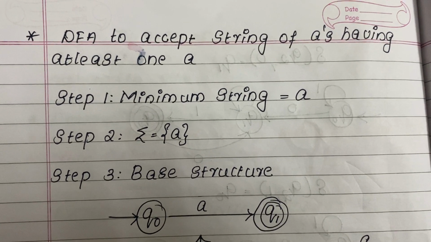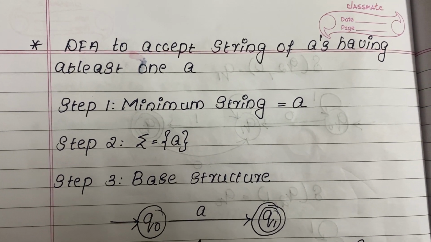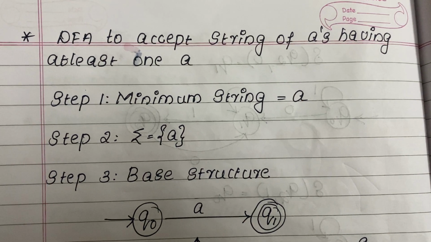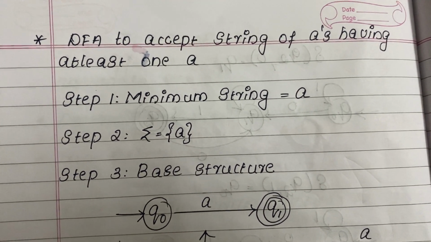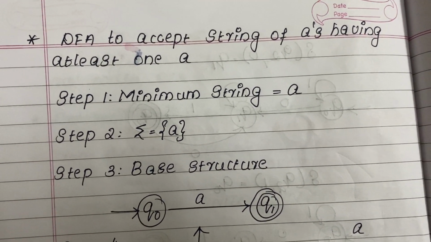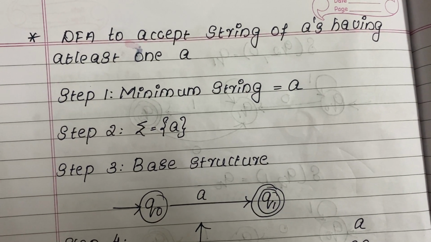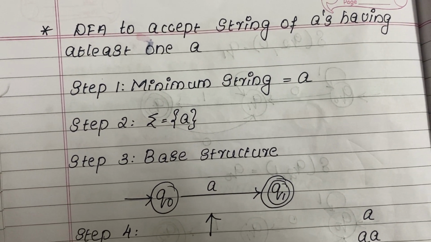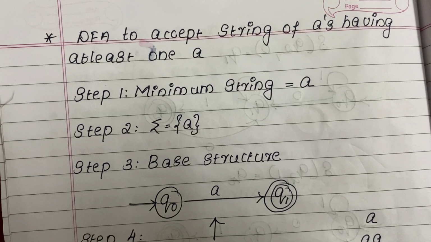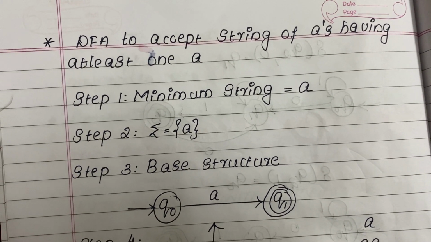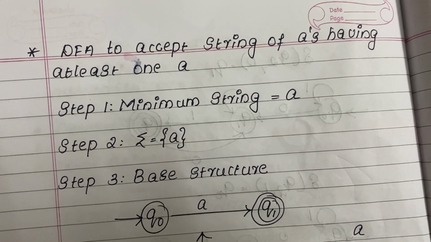Hello everyone. Today we are going to discuss the DFA with examples. Last class I clearly explained the deterministic finite automata, how to construct a DFA, the transition diagram, the transition table, everything. So we will see some more examples in this video.